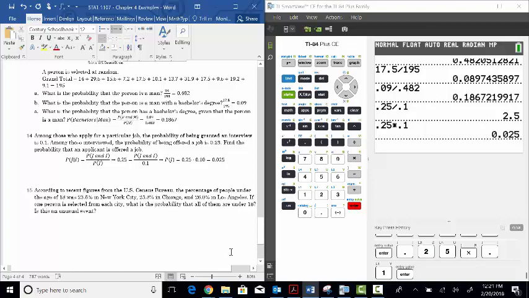All right, so this last one is talking about independent events, and it says, according to recent figures from the U.S. Census Bureau, the percentage of people under the age 18 was 23.5% in New York, 25.8% for Chicago, 26.0% for L.A. If one person is selected from each city, what's the probability that all of them are under 18? Well, these events are what we call independent because they have no bearing on each other. If you're selected from, let's say, New York, that's not going to change the percentage of people under 18 in Chicago or LA.